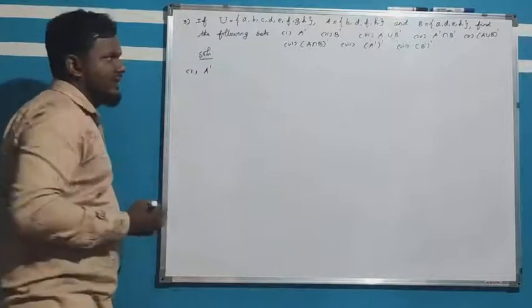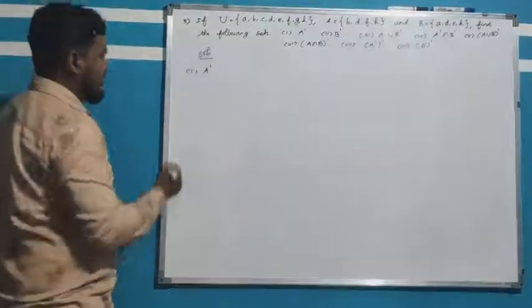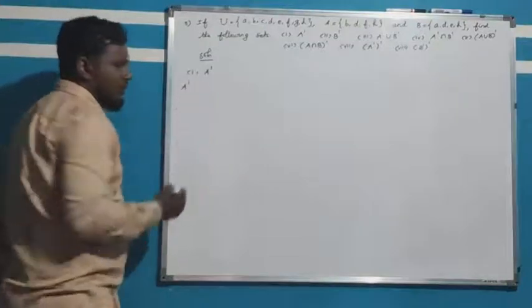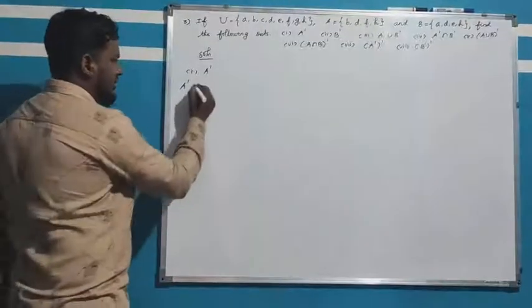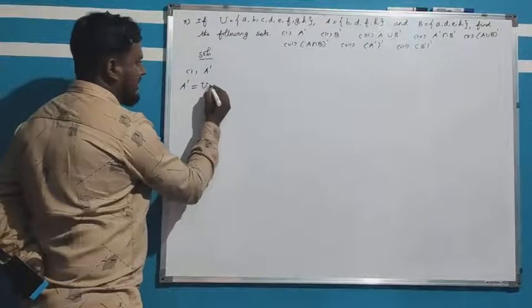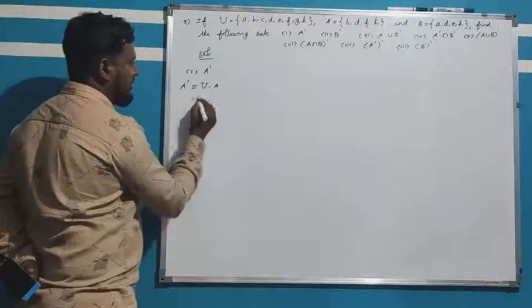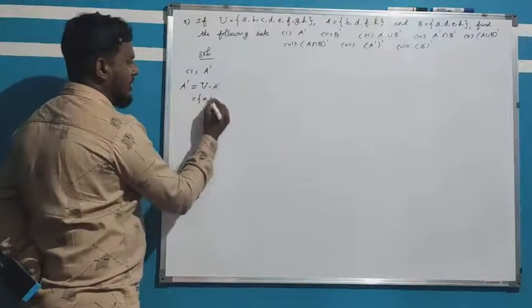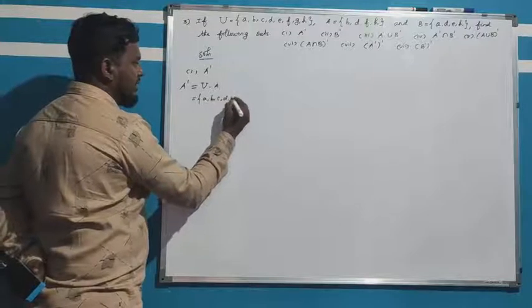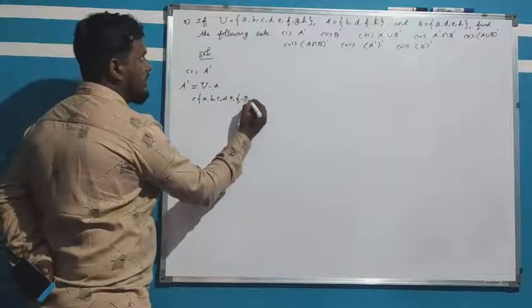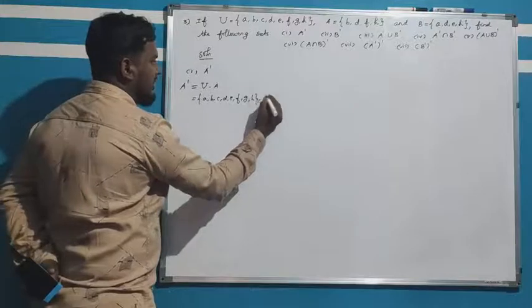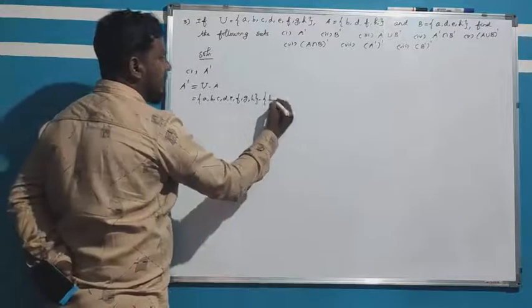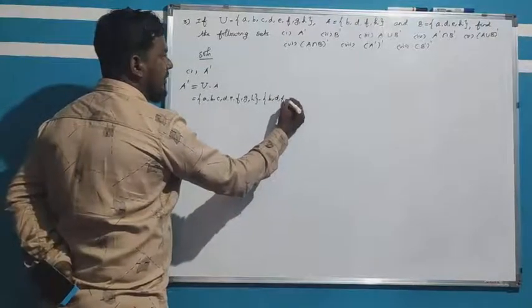So how to find A dash? A dash means complement. Complement means universal set difference A. So what is the universal set? A, B, C, D, E, F, G, H. Difference, what is the set A? B, D, F, H.